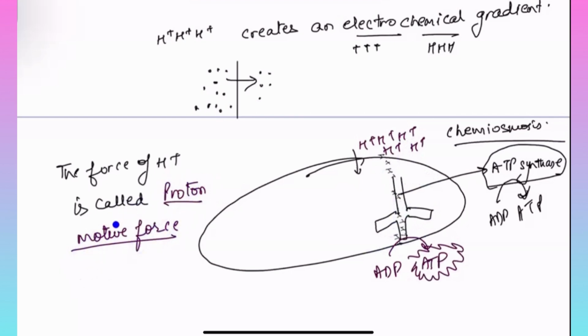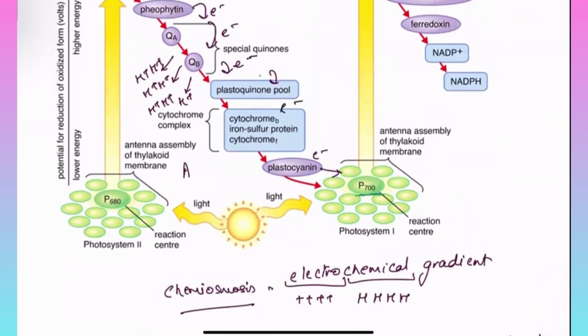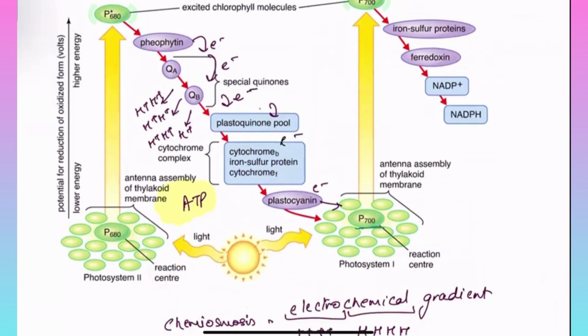Now, H plus molecule enters inside this tunnel-like thing of ATP synthase, enters inside like this, and goes back to its original location. Meanwhile, the force which is generated by this H plus, the proton motive force, is used by ATP synthase enzyme to convert ADP to ATP. And that's how ATP is generated. ATP is generated now.